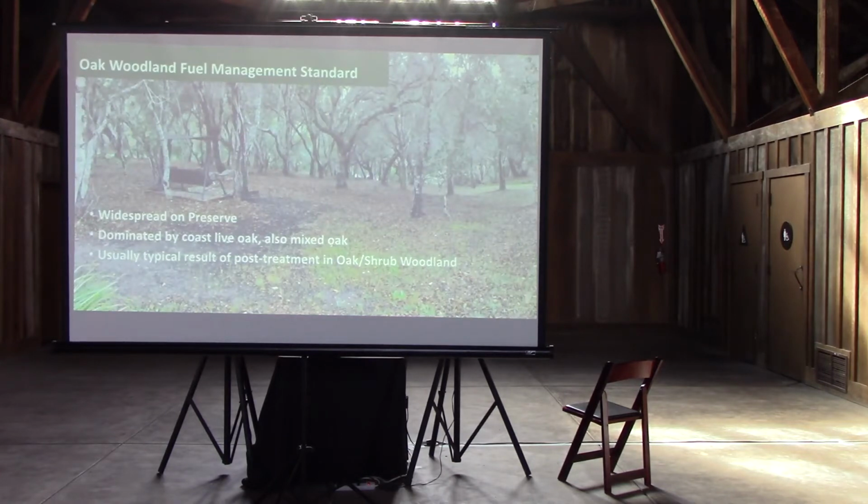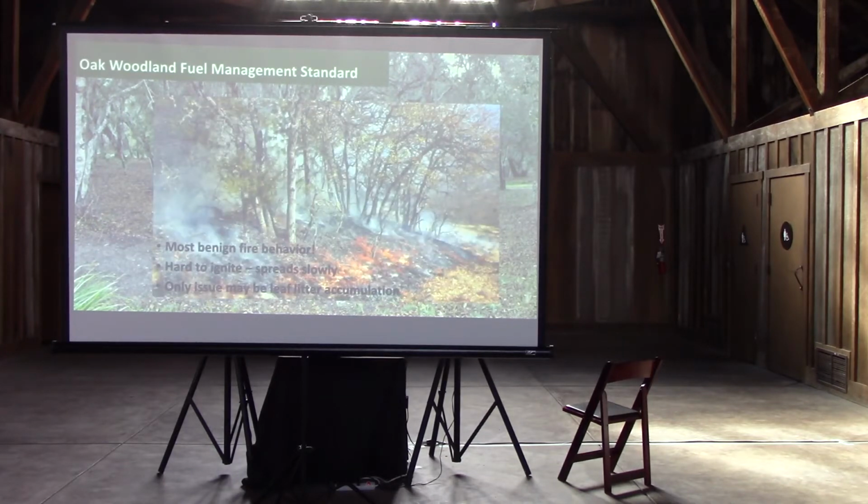So the next standard is for oak woodlands. This is a place where oftentimes the canopies are closed. It's really shady. And this is often the result of the work that you did in the oak shrub woodlands. So you remove the shrubs, and now you've got an oak woodland. And it's really common on the preserve. The good news is, of all of the vegetation types we see on the preserve, this is the one that has the most benign fire behavior. The flame lengths are really 2 feet, even without treatment, if you mow your grass. And it spreads very, very slowly. It's what you want for a vegetation type next to your house. And the only issue is, your leaf litter can't be too deep.